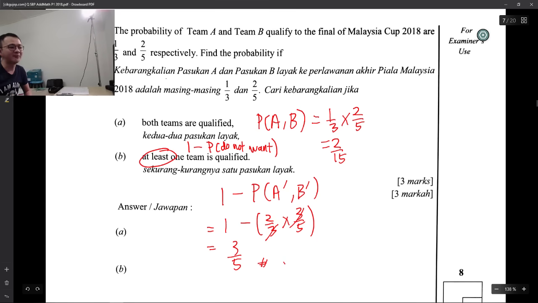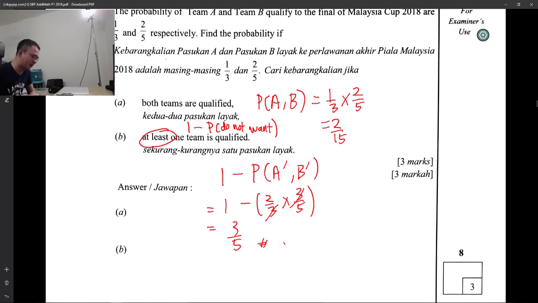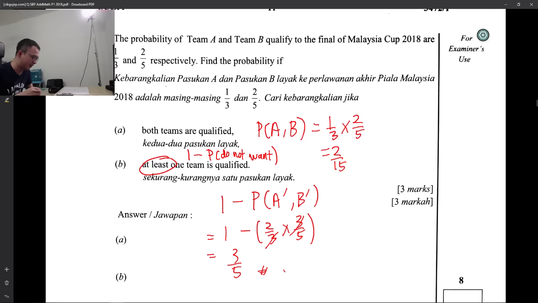Right, it's quite simple. If you cannot understand this probability question, you want to do a tree diagram. Yeah, the tree diagram maybe will help you understand a bit better. So this answer is 2/15. This answer is 3/5. Okay, maybe let me use a tree diagram to roughly explain to you.